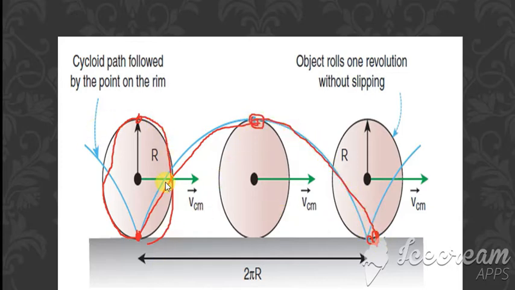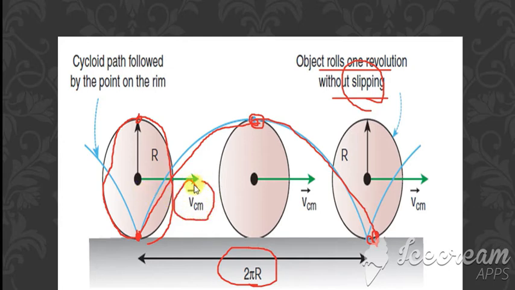So this point is moving in the rotational way, and that value is equal to what? 2 pi r, okay. So the object rolls one revolution without slipping. We'll see this word slipping, sliding in this chapter later, but just know that without slipping it moves on. And what about the v of cm, that is, the velocity of the center of mass?